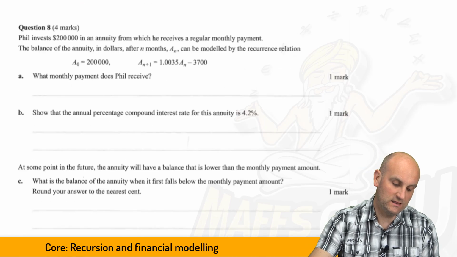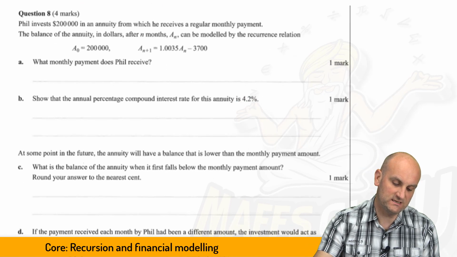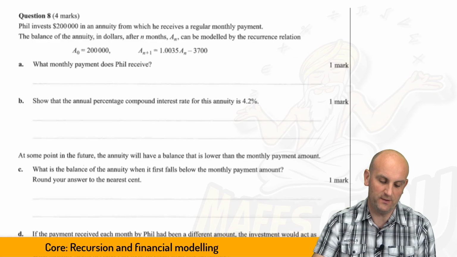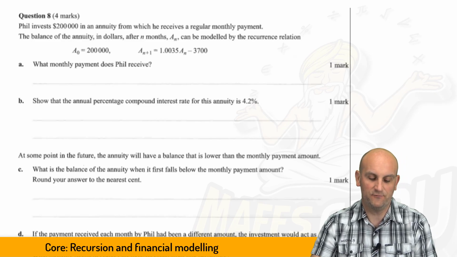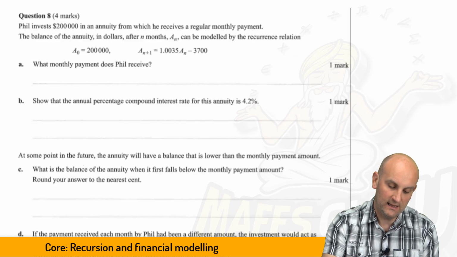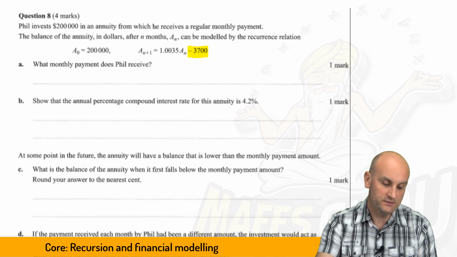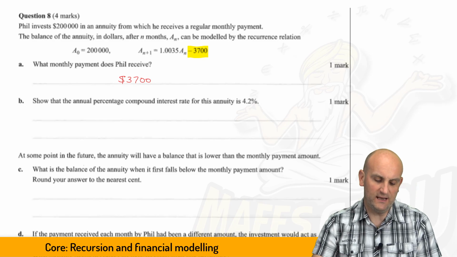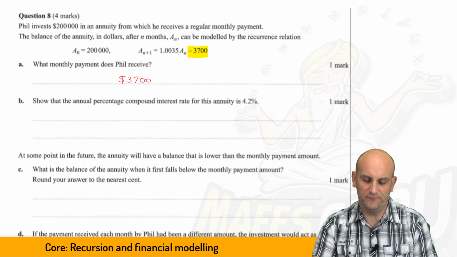Phil invests $20,000 in an annuity from which he receives a regular monthly payment. The balance of the annuity in dollars after n months, An, can be modeled by the recurrence relation given by that. What monthly payment does Phil receive? Well, an annuity has a regular payment taken out of it every single month or compounding period. And there we go, just reading off this formula gives me $3,700.